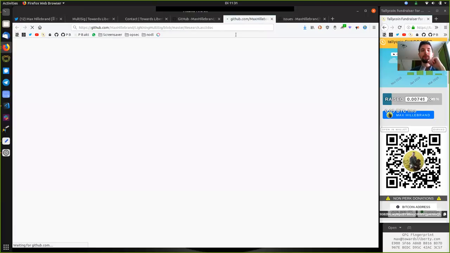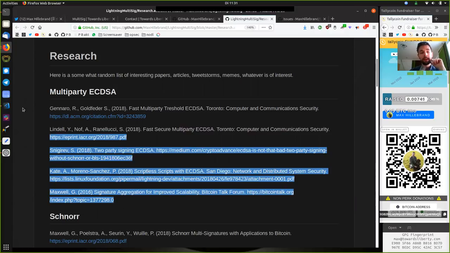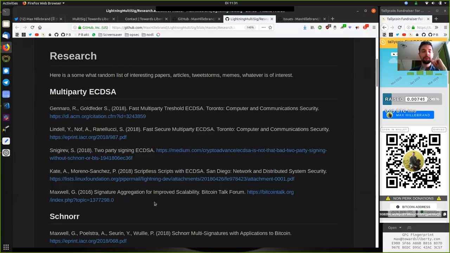Yeah, let's go quickly into the research. We could use multi-party ECDSA. So basically, multi-threshold signatures like N of N or M of N, but doing it with today's Bitcoin implementation of ECDSA without any soft fork required. So there are a couple of cool things that we can do here.